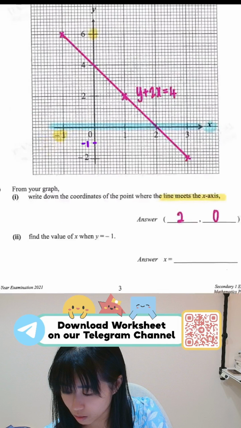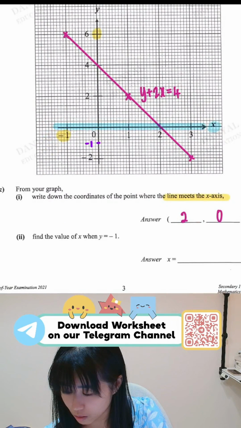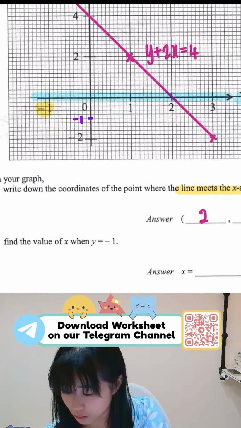So when y is minus 1, what's your x? Now I mark out the minus 1 already. Now I will use dash lines to go to my graph here. Once it touches this line, then you go up. And you should get 2.5. A very nice 2.5. That's how you do it. Now, very important, you must mark out these dash lines.